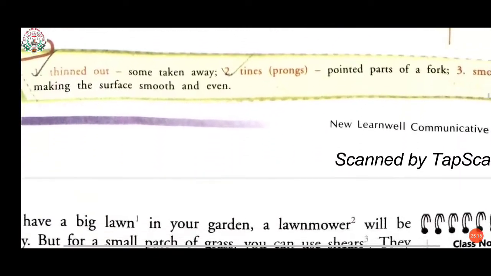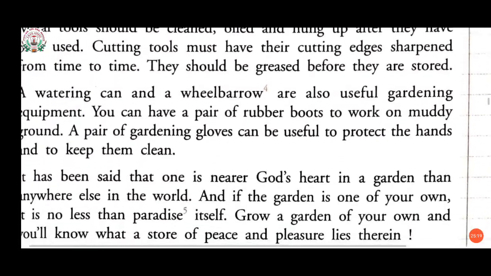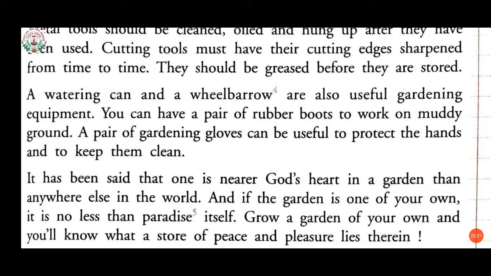Now come to here. A watering can and wheelbarrow are important tools when you have a big lawn in your garden. So it becomes important to keep a wheelbarrow and watering can also. It's very useful gardening equipment.